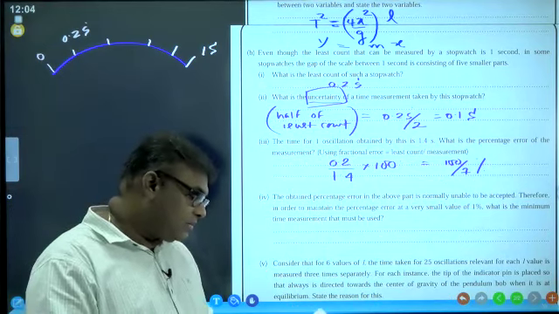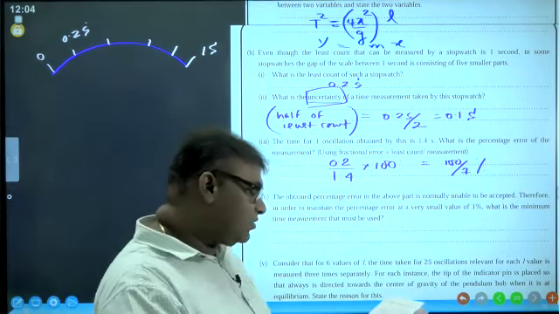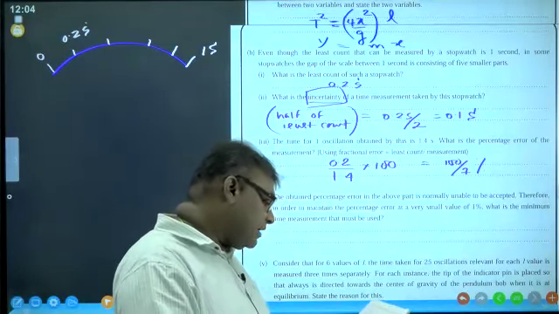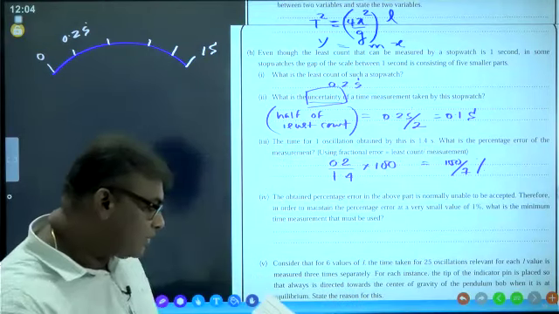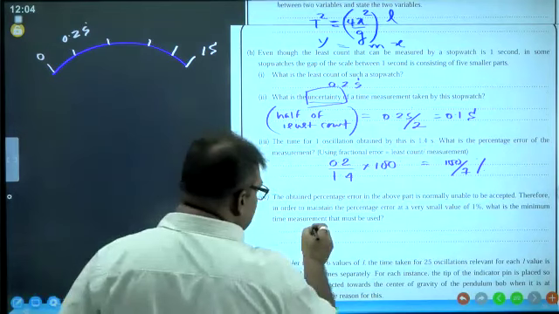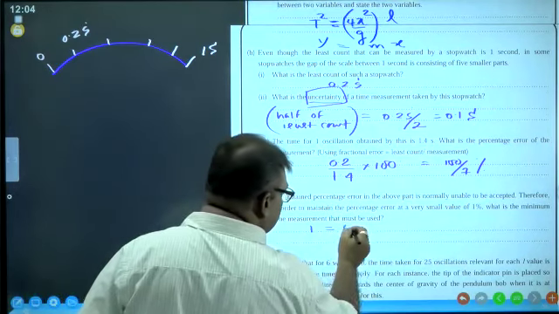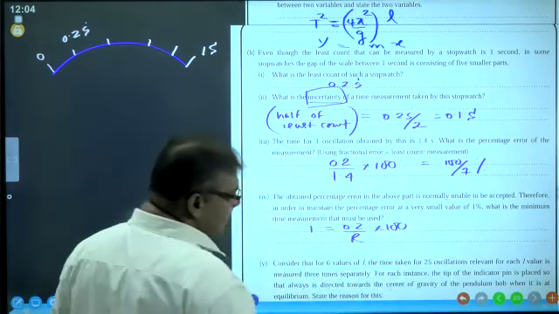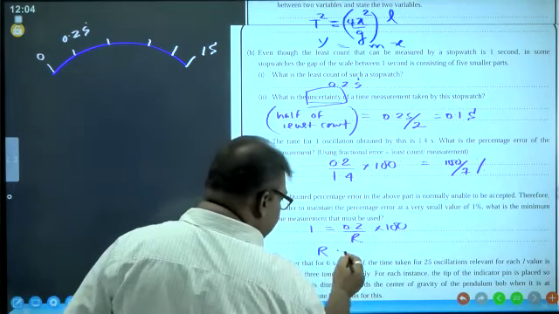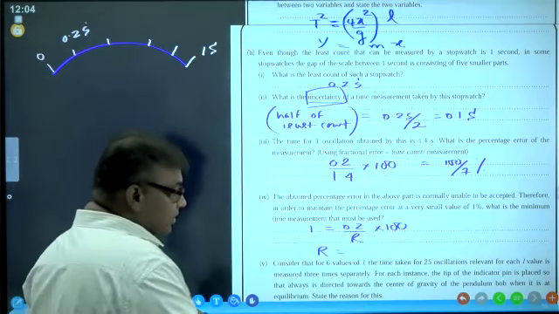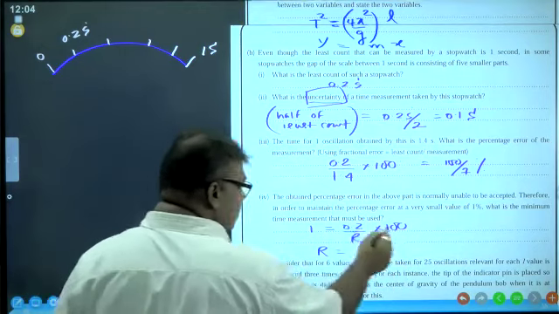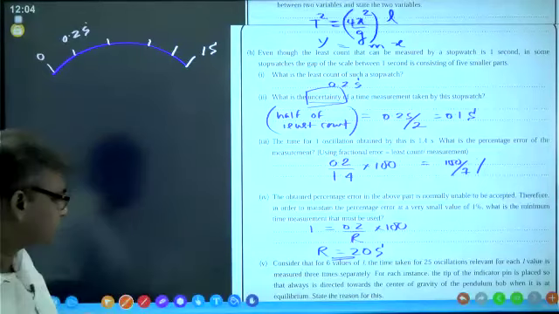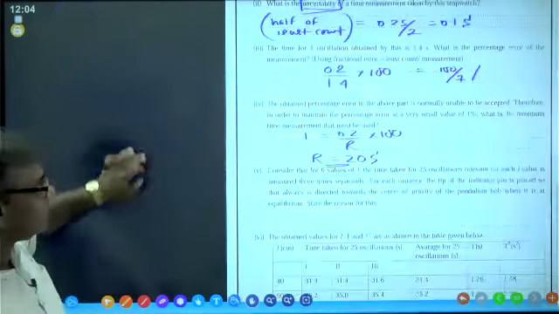To obtain the percentage fractional error at a very small value of 1%, what should be the minimum time measurement that must be used? 1% equals least count 0.2 divided by reading R multiplied by 100. This could be the value. Then the reading, meaning the time measurement, should be 20 seconds. Okay. Next one, number 6.